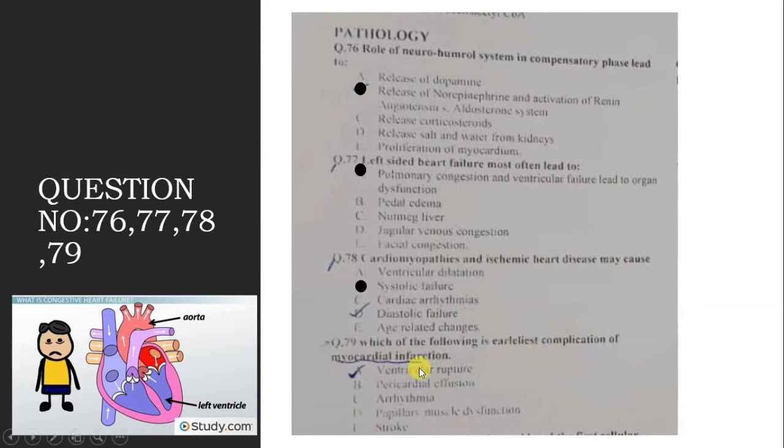Which of the following is the earliest complication of myocardial infarction? Ventricular rupture, pericardial effusion, arrhythmia, papillary muscle dysfunction, or stroke. The first complication in myocardial infarction is arrhythmia, because we can detect changes in the ECG. In the ECG, there is T wave inversion as well as new Q wave formation, and ST segment elevation or depression. These are the changes that lead to arrhythmia, which is the earliest complication of myocardial infarction.